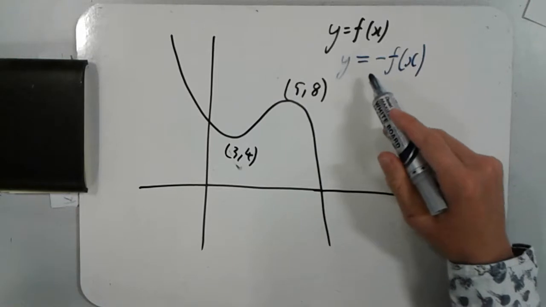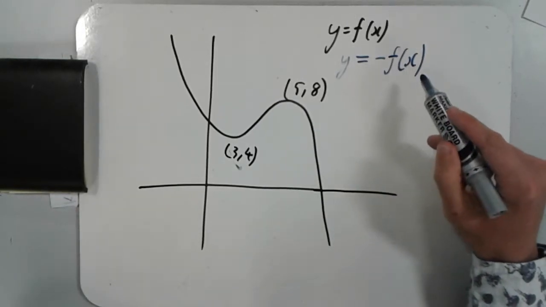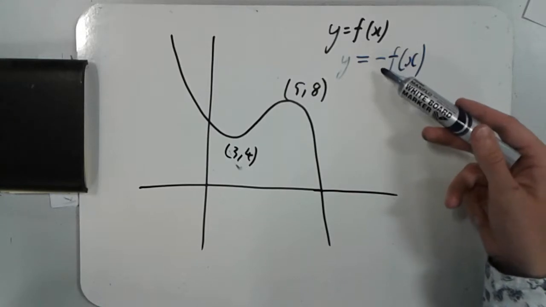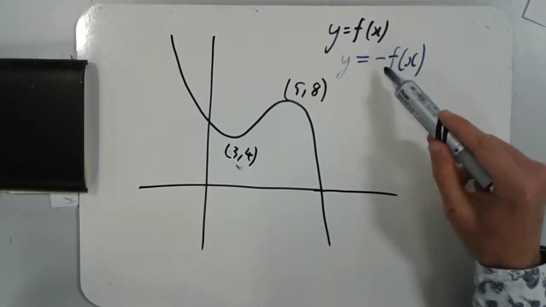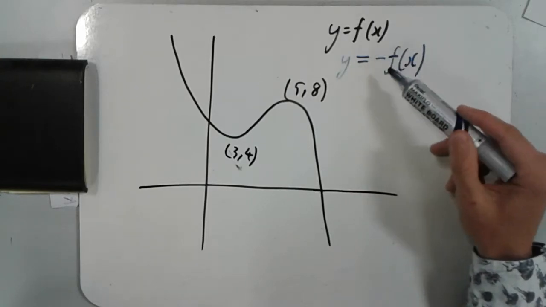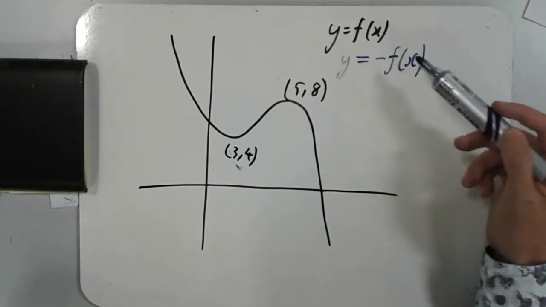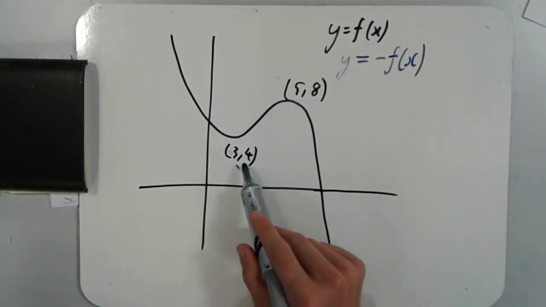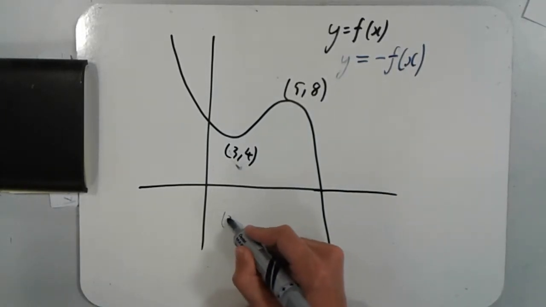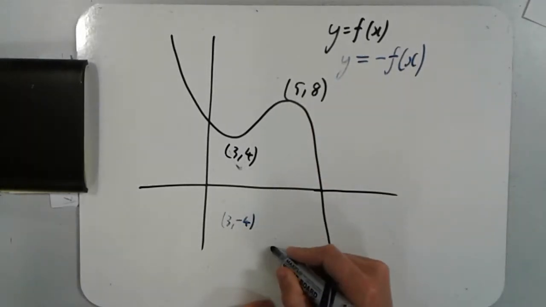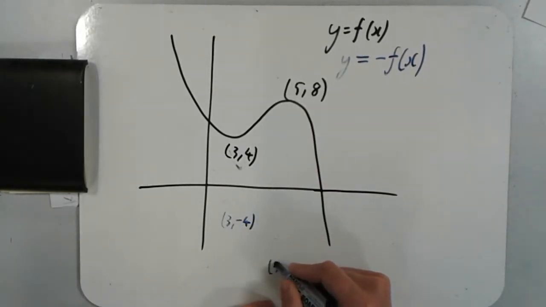First of all, we're going to look at y equals minus f(x). So just like before, when we had a 2 there, or a 3, we would multiply all the y values by 2 or 3. Now we've just effectively got a minus 1 there. So we're going to multiply all of our y values by minus 1. And that's going to give us this point. We'll move to 3, minus 4. And this point here, we'll move to 5, minus 8.